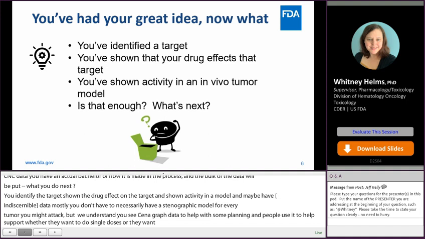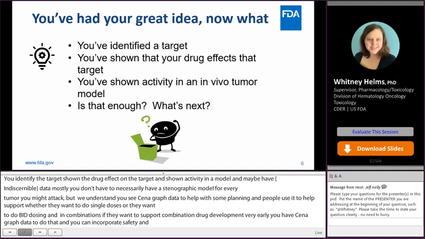You can incorporate some safety endpoints in this data, like body weight loss, mortality. Sometimes people will include PK depending on what they're looking for, or they'll take out the tumor and look for biomarker data. All of this data is very important, but it's not necessarily safety data. So basically that is not enough for your in vivo tumor model.